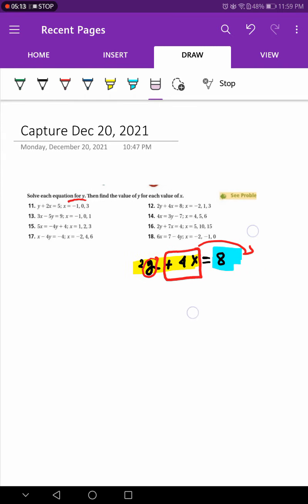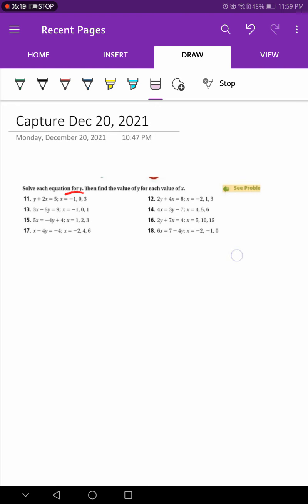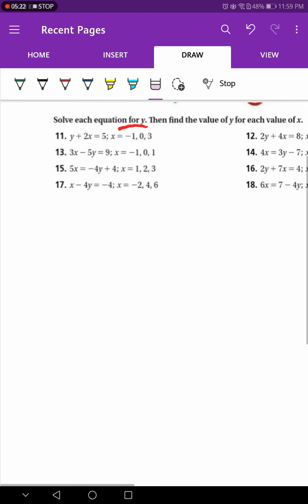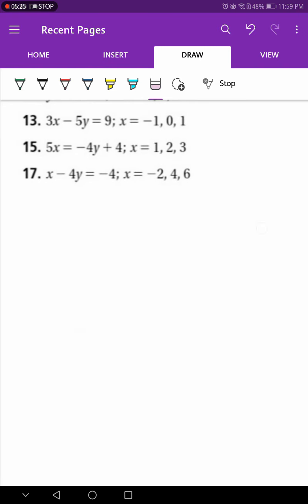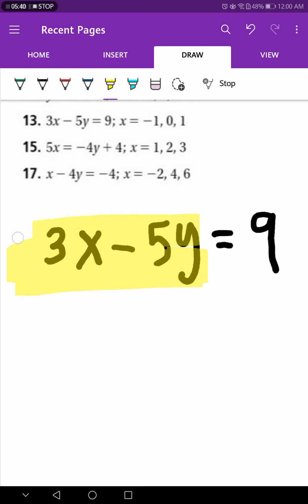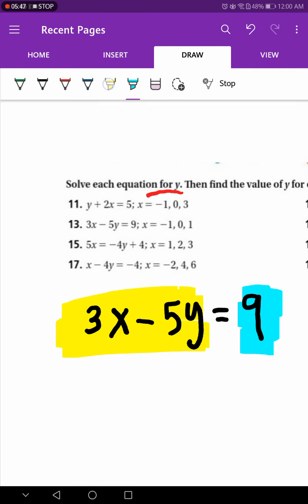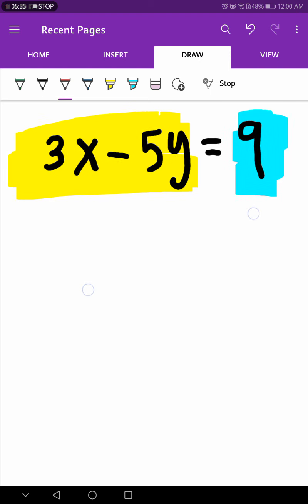Let us take one more example, number 13. As you see, my dear student, we apply what we learned in the previous lesson. No rule changes in math. 3x minus 5y equals 9. I know it is easy for you. So this is the left side and this is the right side. He asked me again, come back to my question: solve each equation for y. That means I have to make y alone and happy.